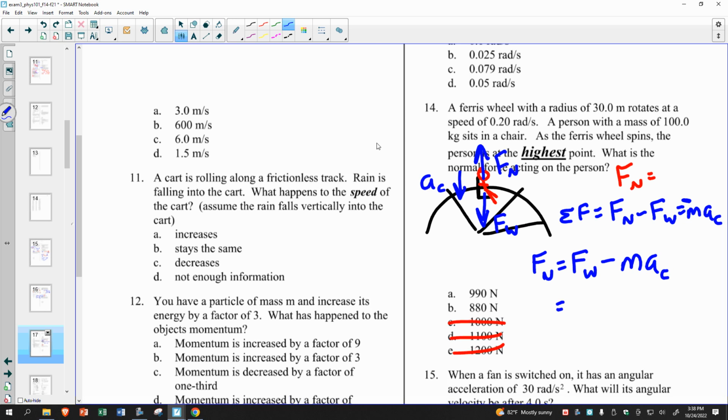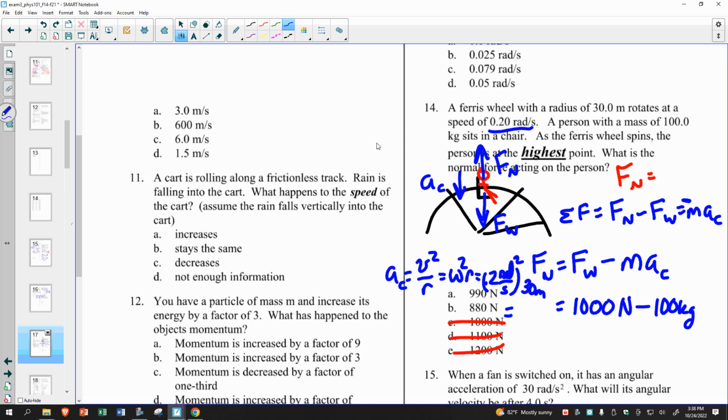That's going to be the weight of the guy, which is 1,000 newtons, minus the mass of the guy, which is 100 kilograms, times the centripetal acceleration. Now, in your free response, I'll probably have a separate question that asks, what's the centripetal acceleration of this dude? My centripetal acceleration is either v squared over r, but I don't give you v, I give you omega. So I'm going to say omega squared r. That's 0.2 radians per second squared times r, which was 30 meters.